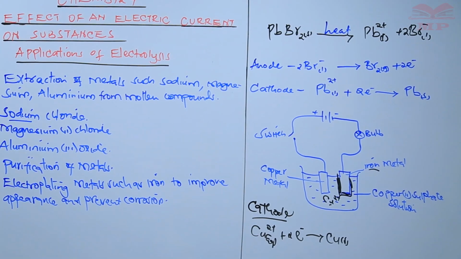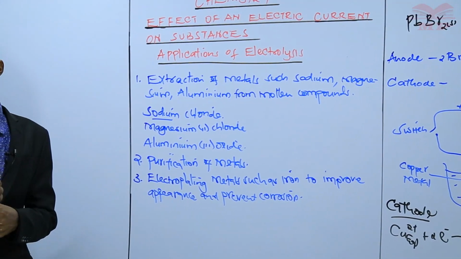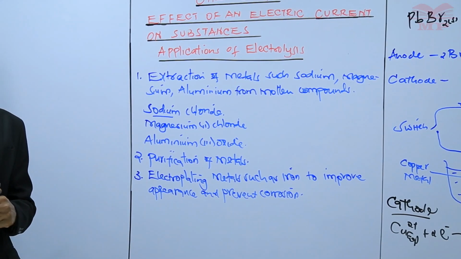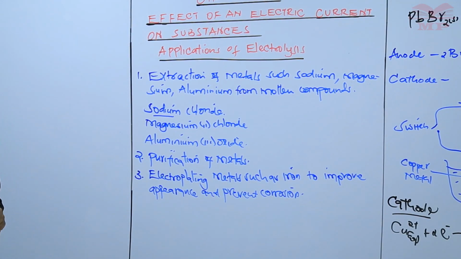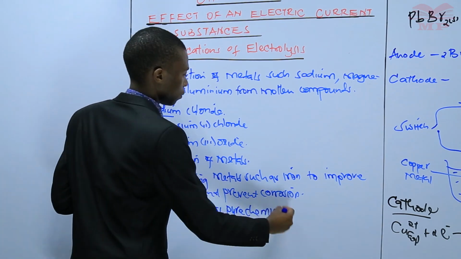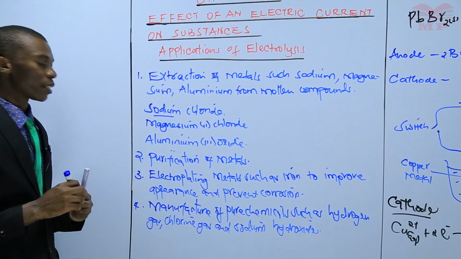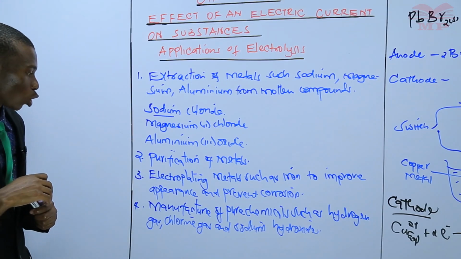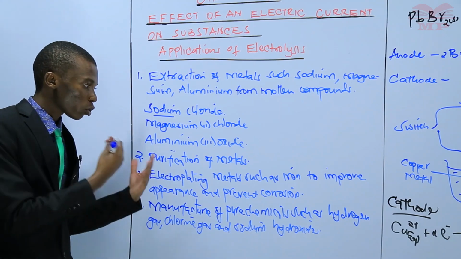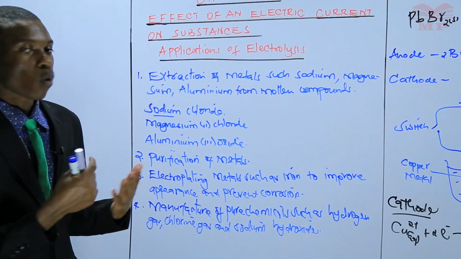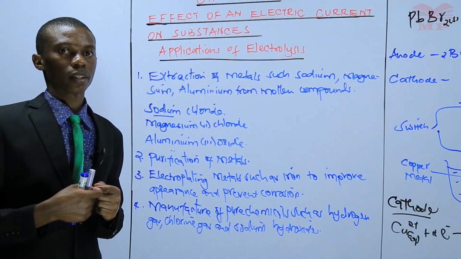The last application of electrolysis is manufacture of pure chemicals such as hydrogen gas, chlorine gas, and sodium hydroxide. Manufacture of these chemicals, again, requires the electrolysis process.